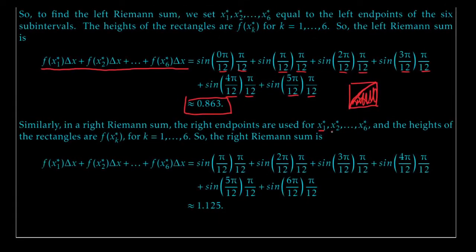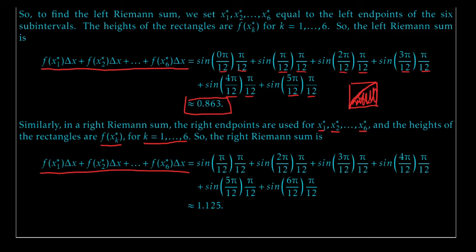So x1 star, x2 star, all the way up to x6 star will give us the heights of the rectangles via f of x k star for k is 1 up to 6. So same formula, we're just using different x1 stars, x2 stars, and so on. Instead of starting at 0, i.e. 0 pi over 12, and going over by a pi over 12 every time, now we'll start at pi over 12 and go over by a pi over 12 every time.